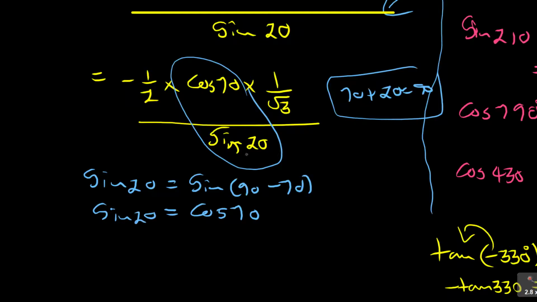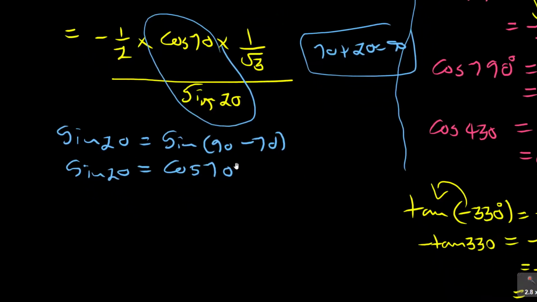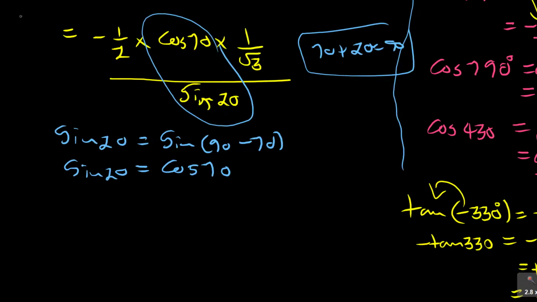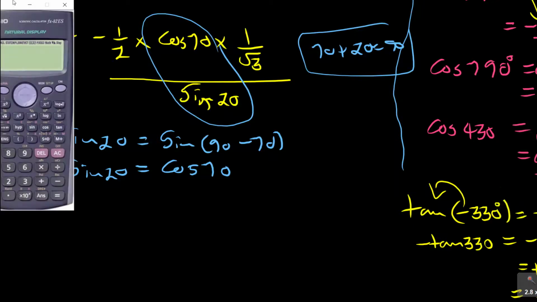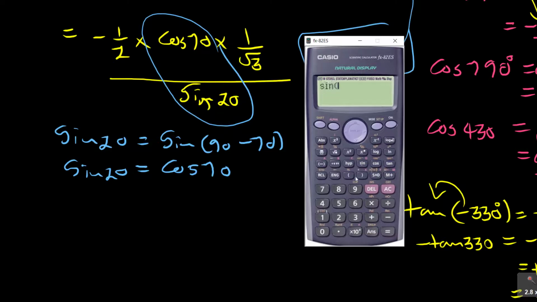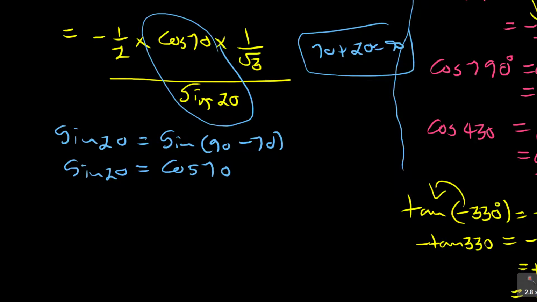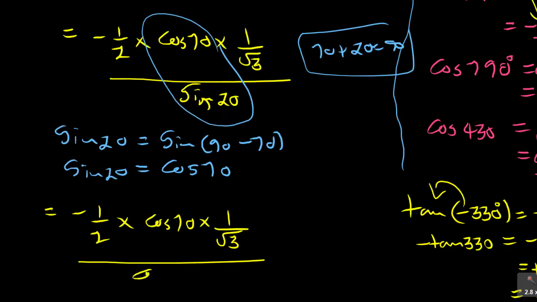So sine 20 is equal to cos 70. So where there is sine 20, I can put cos 70 now, and then I'll continue. You can just use the calculator to check it. It's the same thing. Sine 20 equals 0.3420, and cos 70 equals 0.3420. It's the same. So here I have now negative 1 over 2 times cos 70 times 1 over root 3, all over cos 70, so that cancels.